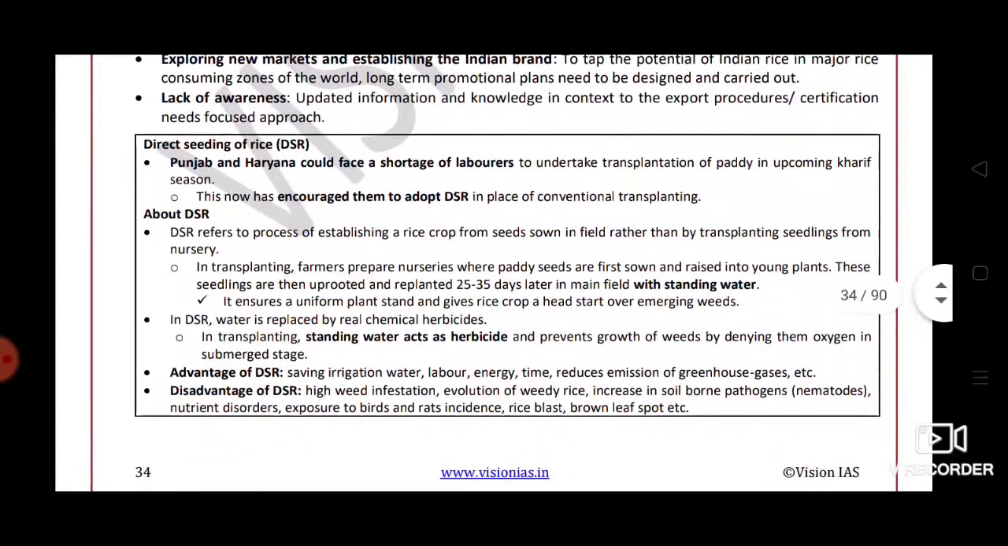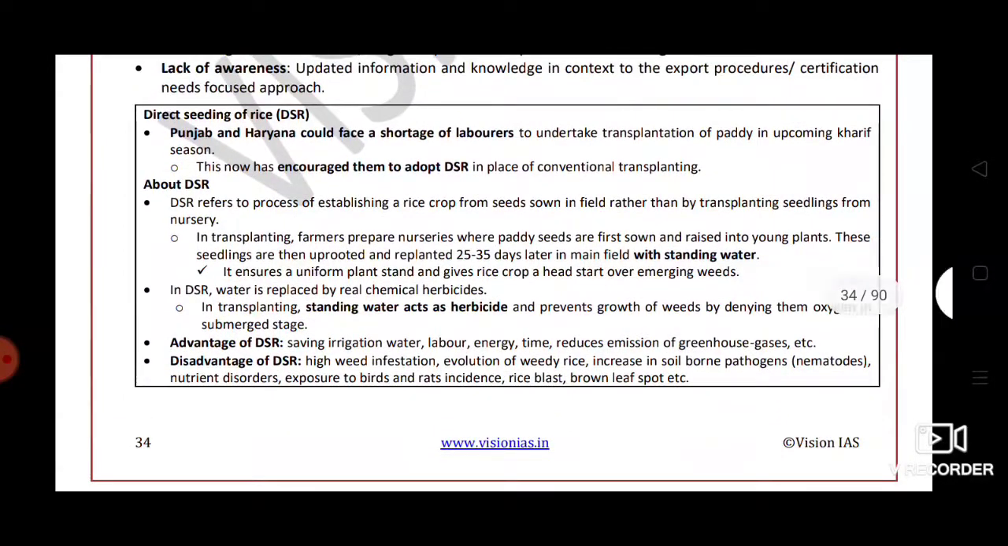Now some things about the rice. Direct seeding of rice. Punjab and Haryana could face a shortage of laborers to undertake transplantation of paddy in upcoming Kharif season. Due to the COVID-19 and the movement of laborers, Punjab and Haryana might face this issue. This now has encouraged them to adopt direct seeding of rice. What is this direct seeding of rice? Direct seeding of rice refers to process of establishing a rice crop from seeds sown rather than transplantation.